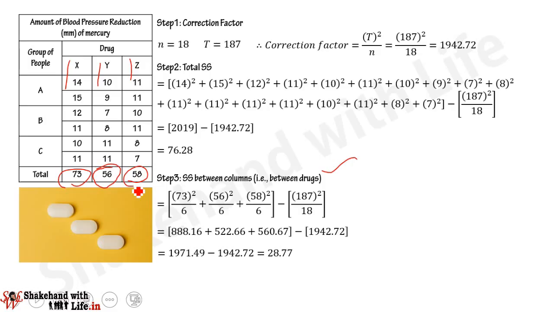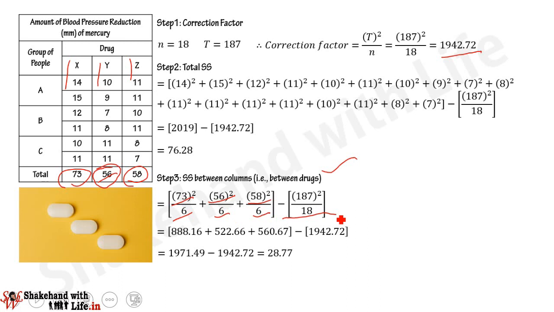Now square the total of each column and then divide by the number of elements in each column. So the total of the first column is 73. Here we have the square of 73, and then divide it by 6 because we have 6 elements in the first column. Similarly 56 square divided by 6, and for the third column it is 58 square divided by 6. And subtract the correction factor. Again subtract the correction factor, which is 187 square divided by 18.